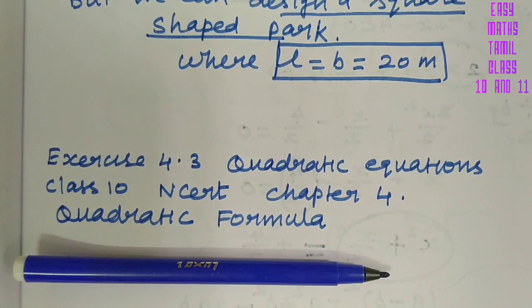Hello viewers, our topic today is quadratic equation. Let us solve question number 1, fourth part: 2x square plus x plus 4 equal to 0.